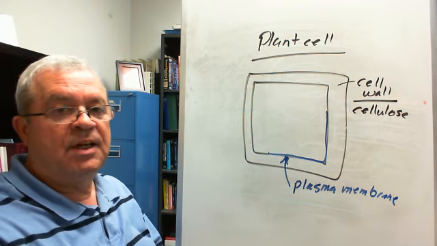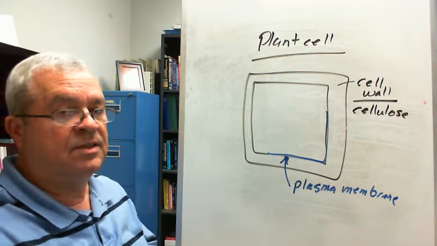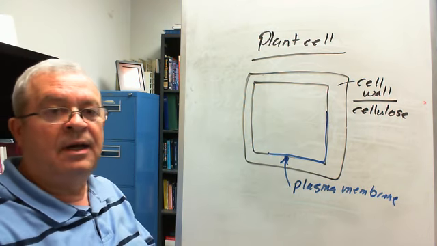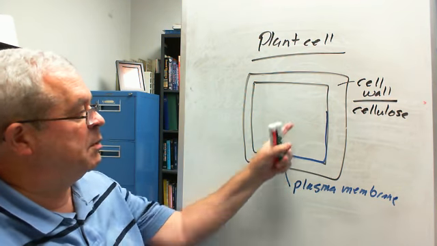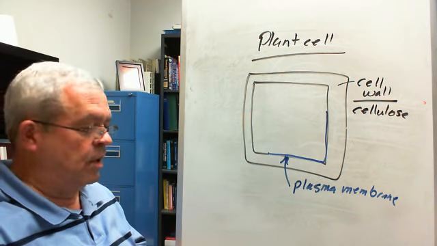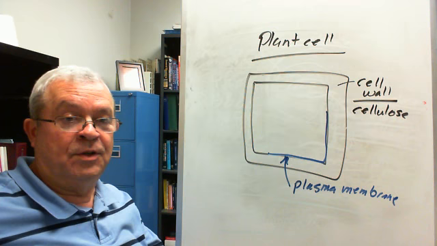And it's not just sitting there. In a happy plant cell, the water pressure is very high inside the cell, and that presses the plasma membrane against the inside of the cell wall. So in a happy plant cell, the plasma membrane is pressed against the inside of the cell wall. Well, that concludes our introduction to cells.